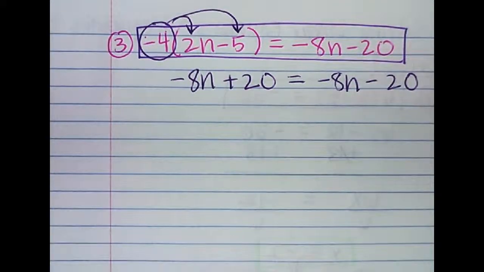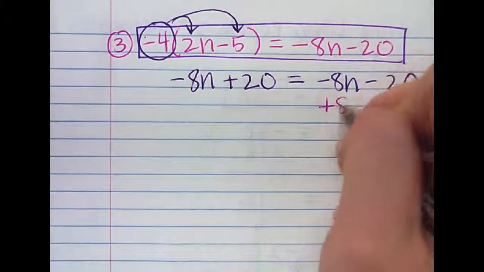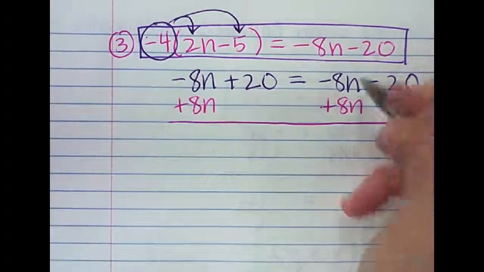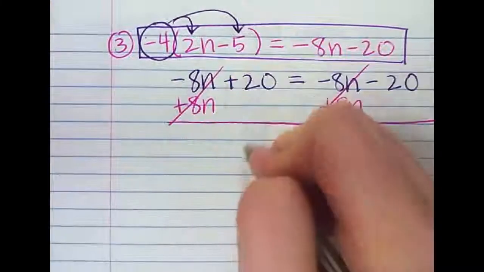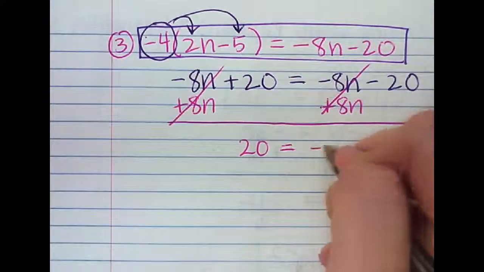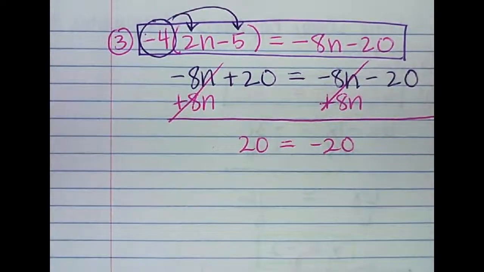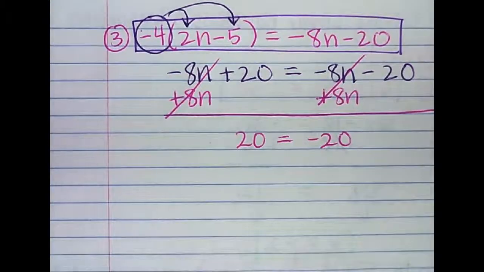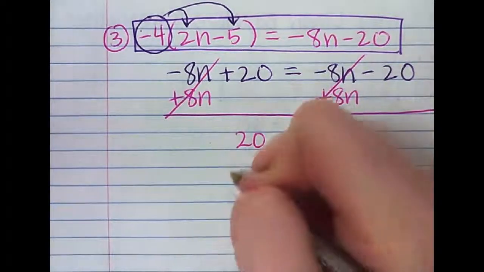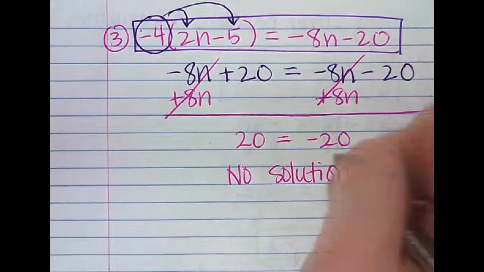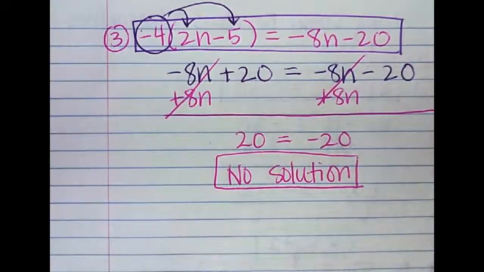Okay, what's next? Combine that, like move from one to the other. So I can add this 8n over here. So that's gone and that's gone. 20 equals -20. True? False? False. So what's our answer? No solution. Perfect. So if you get a false statement, there is no solution for that.